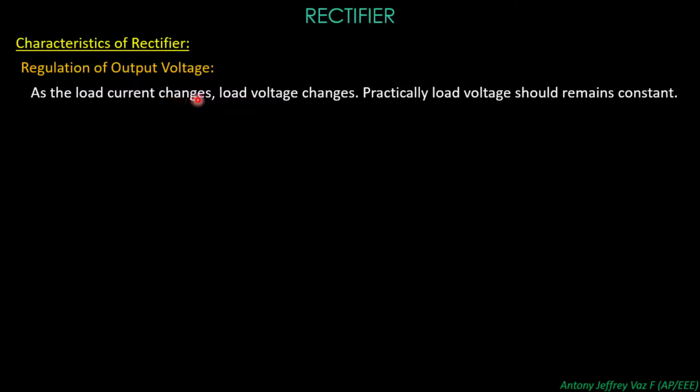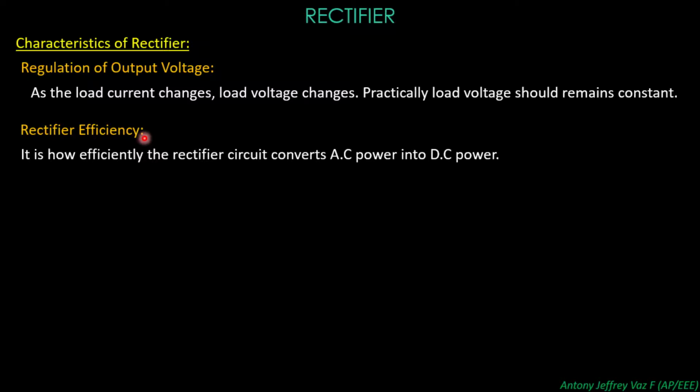As the load current changes, the load voltage changes. Practically, the load voltage should remain constant. So the output of the rectifier should remain constant irrespective of the change in the impedance of the load. Rectifier efficiency is how efficiently the rectifier circuit converts AC power into DC power. So the efficiency represents how well the AC signal is converted into a DC signal.